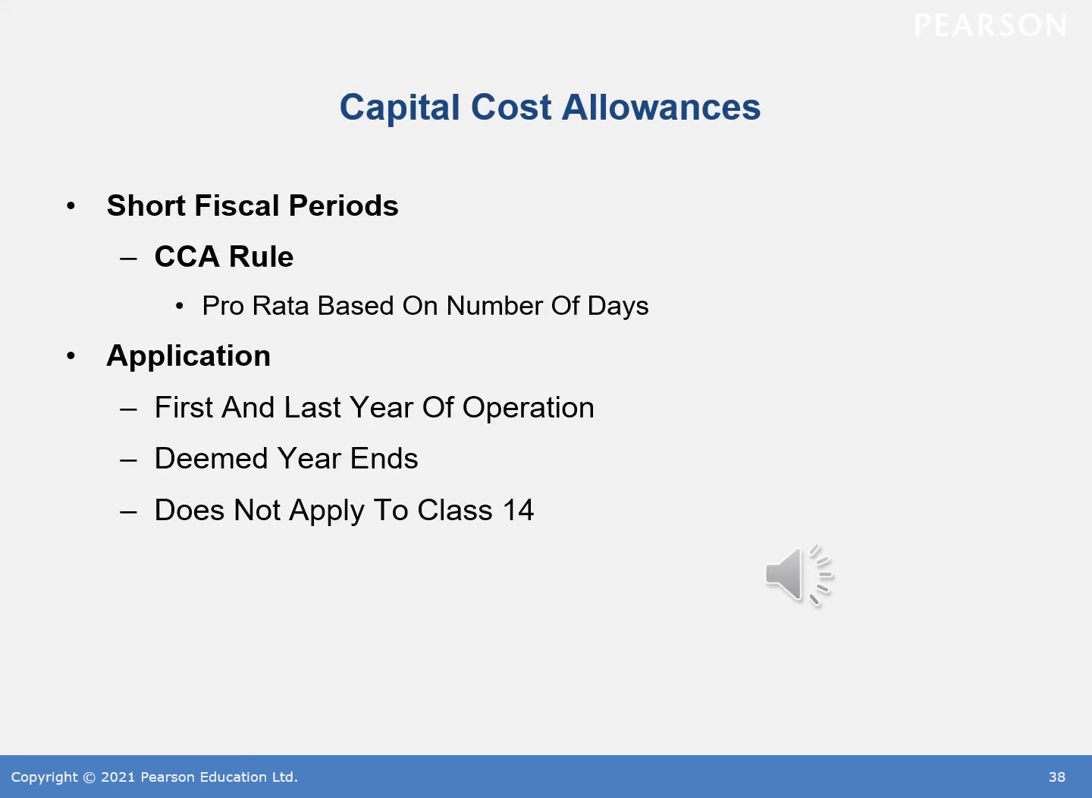Another consideration we mentioned earlier was about short fiscal periods. Under CCA rules, it's pro rata based on the number of days. So if you used it for, say, 7 months at 210 days out of 365, you would do the calculation accordingly to determine your CCA. It only applies in the first and last year of operation. However, it does apply when there are deemed year ends.